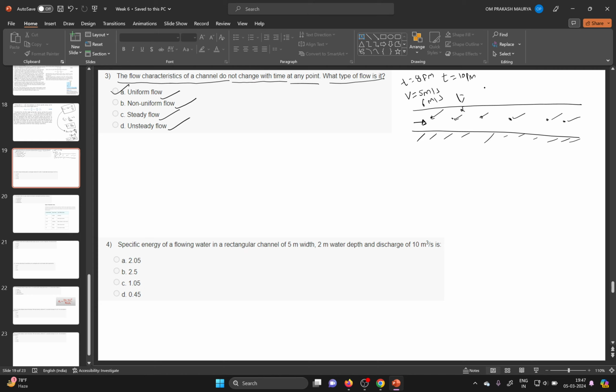What is a steady flow? Steady flow is where at a particular point, with time, your velocity will be constant. At 8 pm your velocity will be, suppose, 3 meter per second. At 10 pm also 3 meter per second. Here may be 5 meter per second at 8 pm or 10 pm. Here may be 10, here may be 11 meter per second, but with time at a particular point your velocity will be constant. So this is the steady flow.